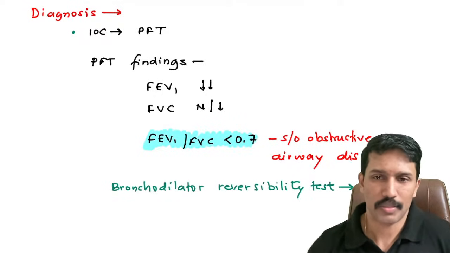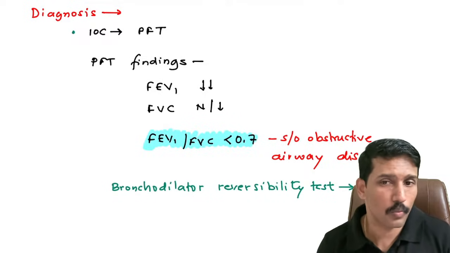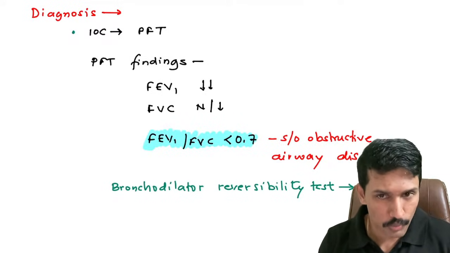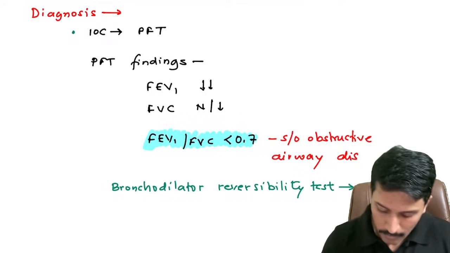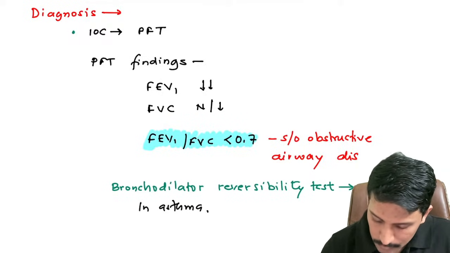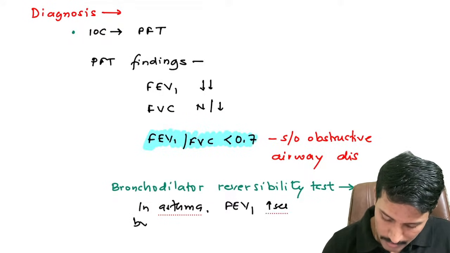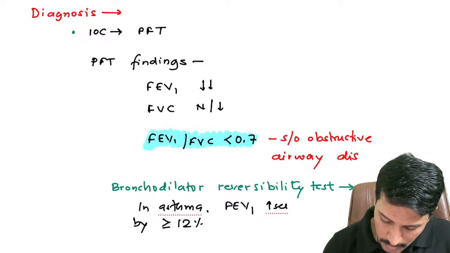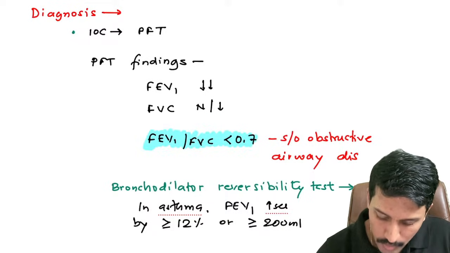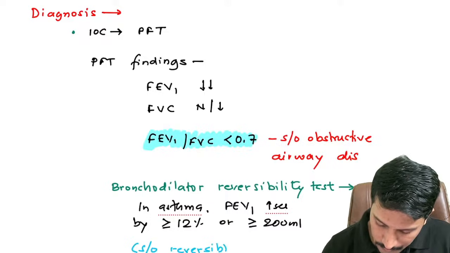Yes, good. Bronchodilator reversibility test. How much is it? Not 20%. 20% is if you are using PEFR, peak expiratory flow rate. Here what are we using? FEV1. So if FEV1 increases by more than 12% or by 200 ml. So you can write in asthma, FEV1 increases by more than or equal to 12% or more than or equal to 200 ml. And what does it suggest? It is suggestive of a reversible obstruction.